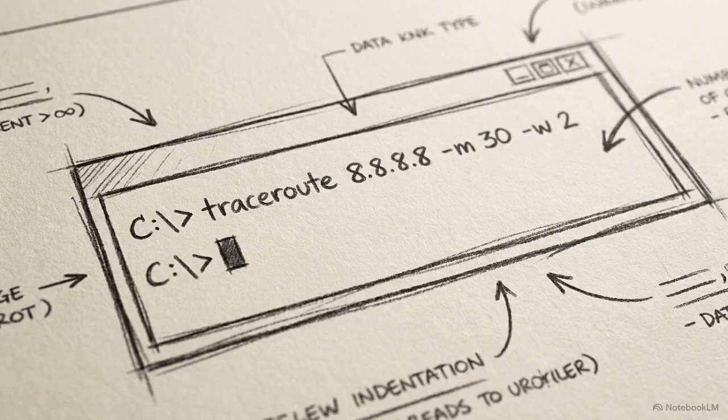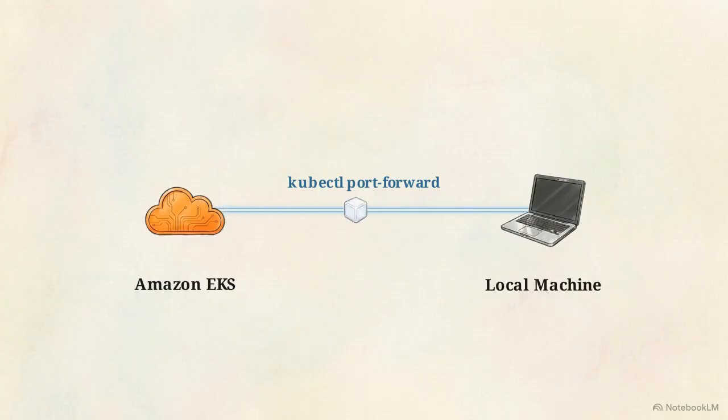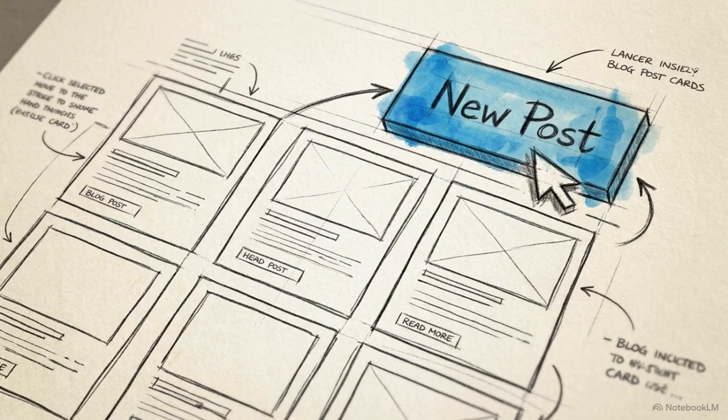For final verification, run a kubectl port forward command on the front-end service to map the application's traffic to your local machine. Open your browser to the local port, and you will see the fully functional 3-tier blogging interface running smoothly on your secure infrastructure.